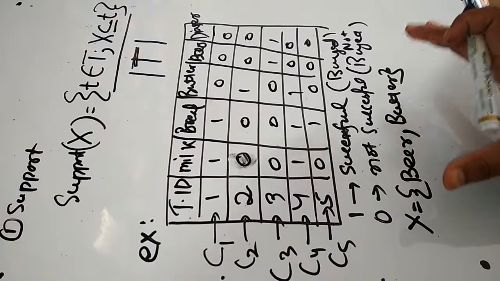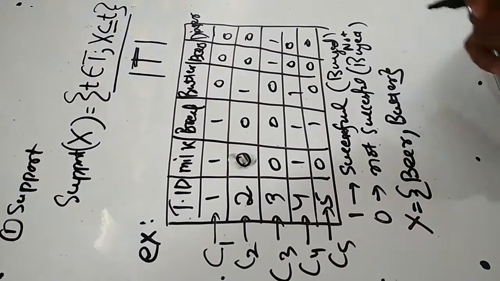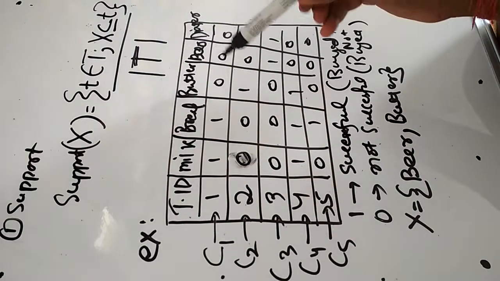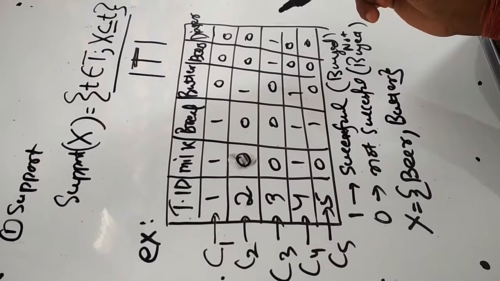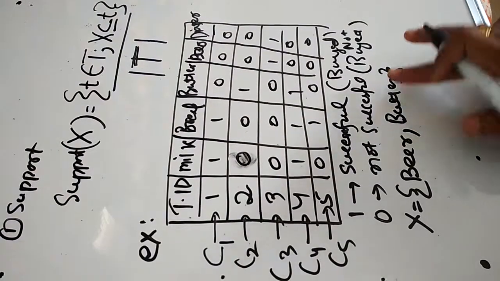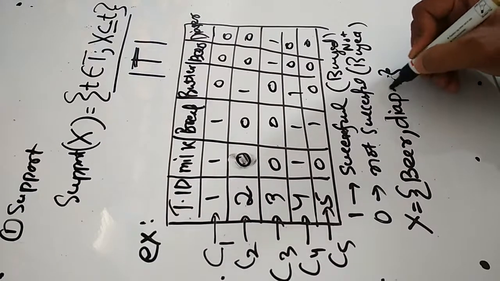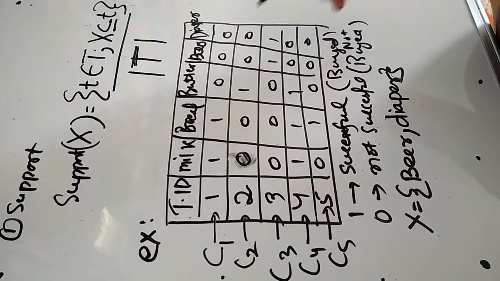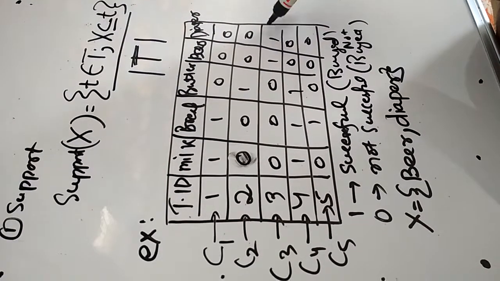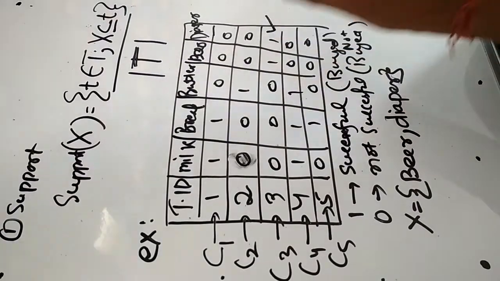So I have to find the weight of beer comma butter, or the frequency, in this transaction history. You can see beer and butter, beer and diaper. So we have to find this beer and diaper. Here you can see beer and diaper are in this case. Okay, so the frequency is 1.